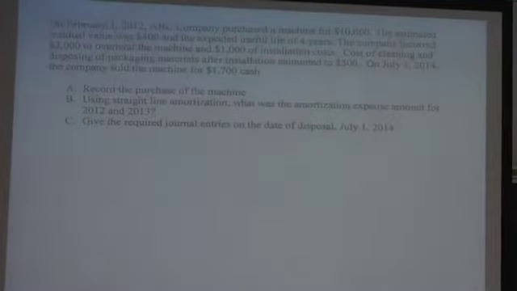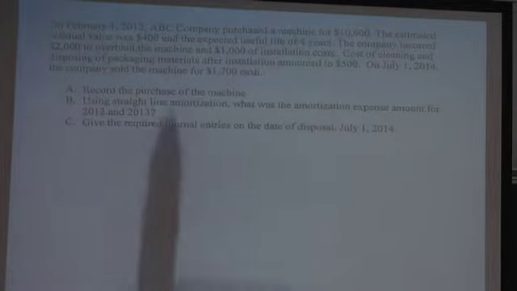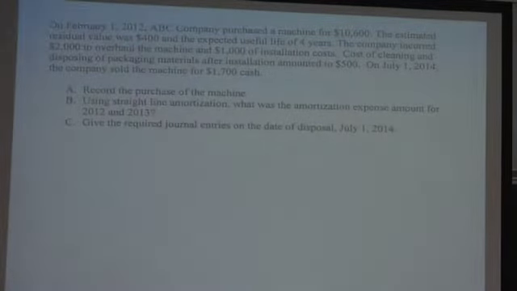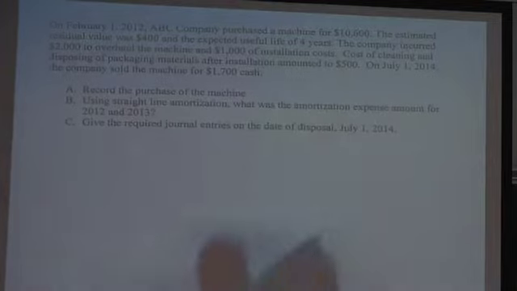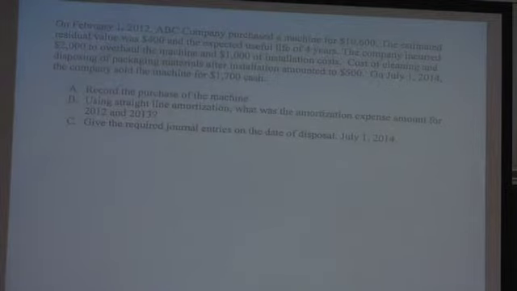On February 1st, 2012, ABC purchased a machinery for $10,600. The estimated residual value is $400 and expected useful life is 4 years. The company incurred a $2,000 overhaul to the machine and $1,000 installation cost. Cost of cleaning and disposing of packaged materials after installation amounted to $500.